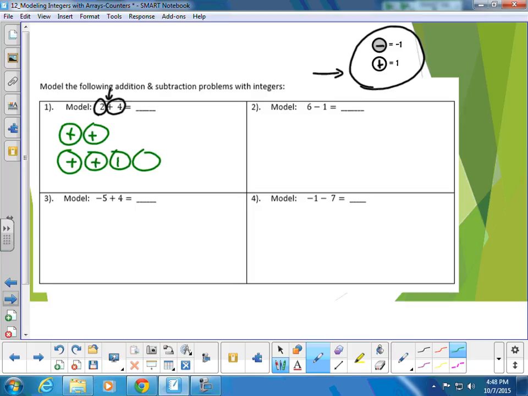And this is just like elementary school when we were adding positive numbers: 1, 2, 3, 4, 5, 6. I have a positive 6. I don't have to do anything special. No zero pairs, they're all the same.